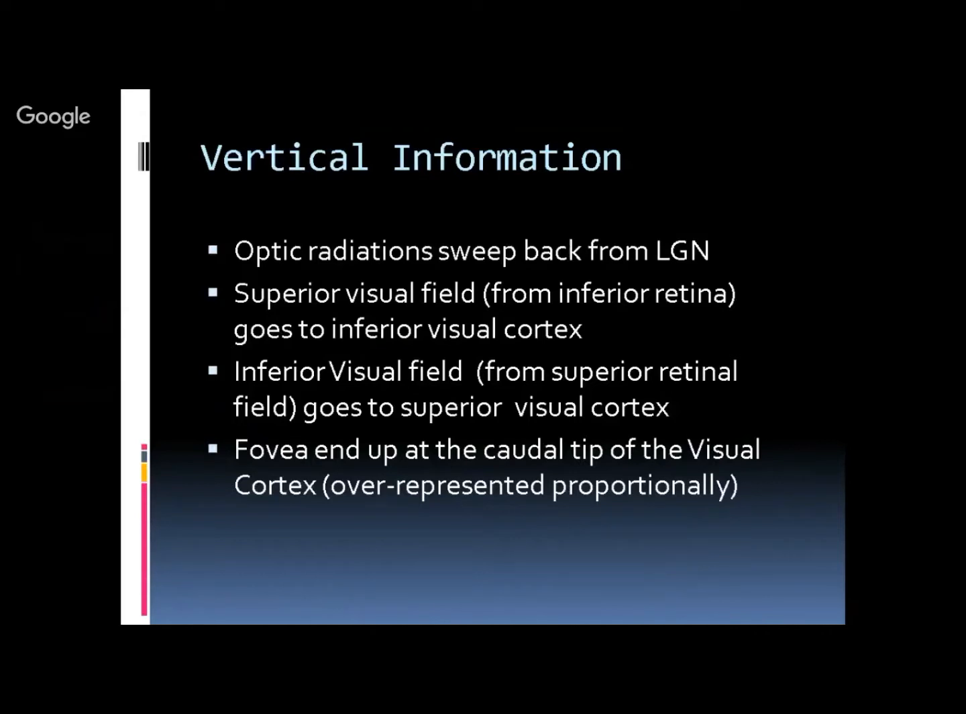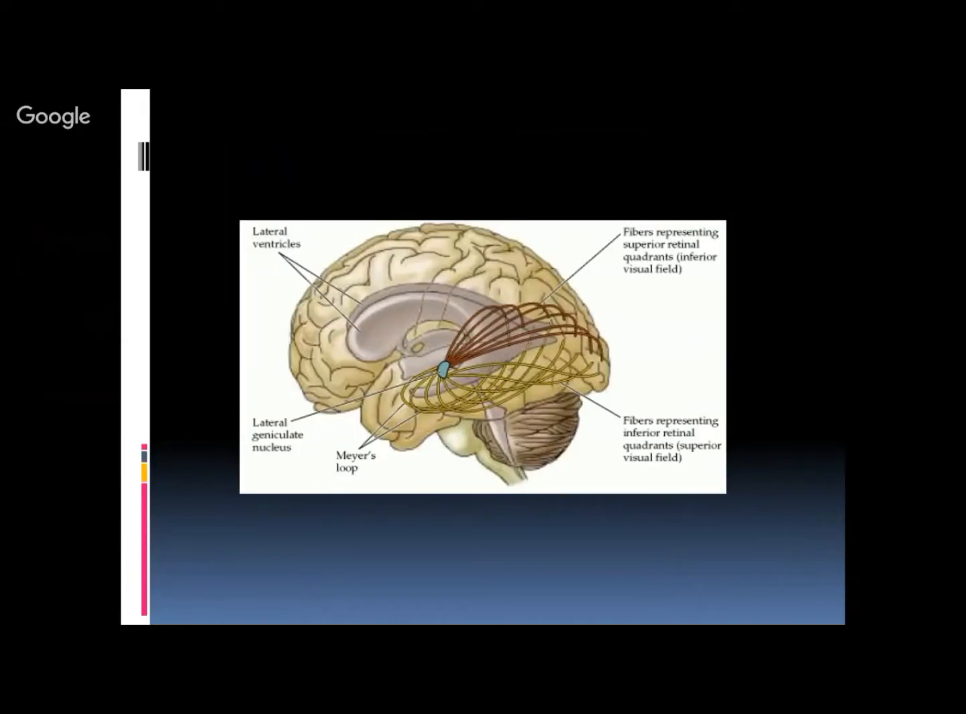Visual information is passed in through the optic radiation, which sweeps back from the lateral geniculate nucleus into the cortex. The superior visual field is actually in the inferior visual cortex, and the inferior visual field is in the superior. The fovea ends up at the caudal tip of the visual cortex. It's disproportionate, so the fovea is highly represented in the cortex, which makes sense. That's where you interpret most of your data.